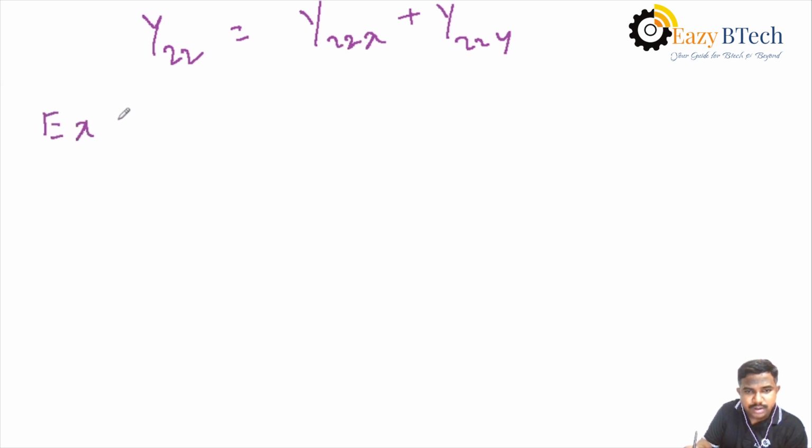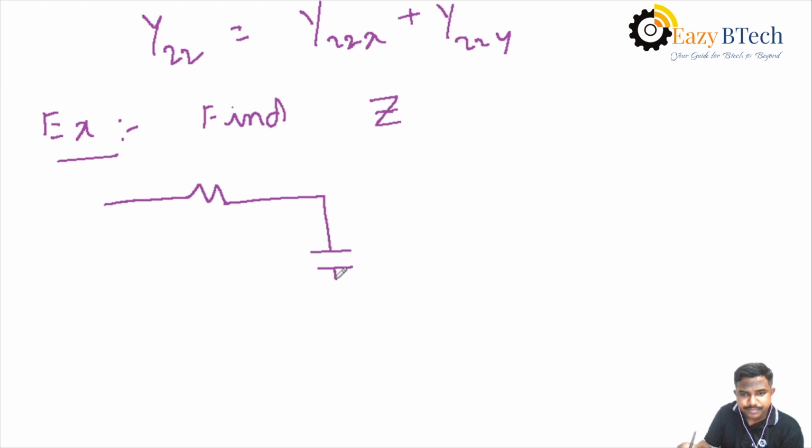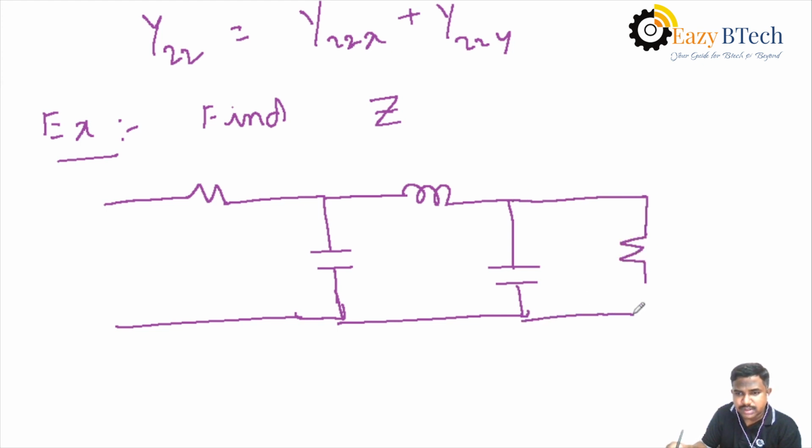That is, we have taken one example problem: find Z parameters for the interconnected system. Okay, the circuit has a resistance R and capacitance. The elements are joined in the form of a ladder network, with an inductor and capacitance also. That capacitance is in parallel with a resistance.